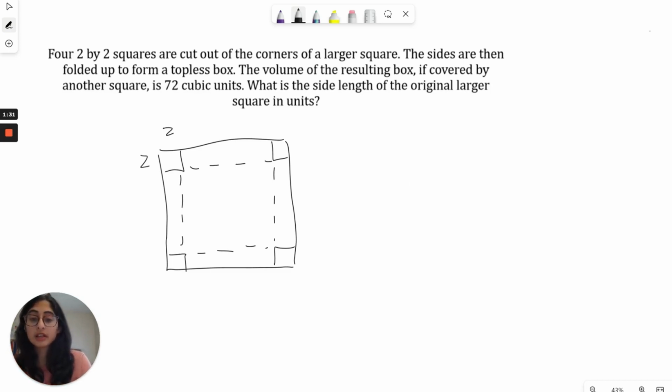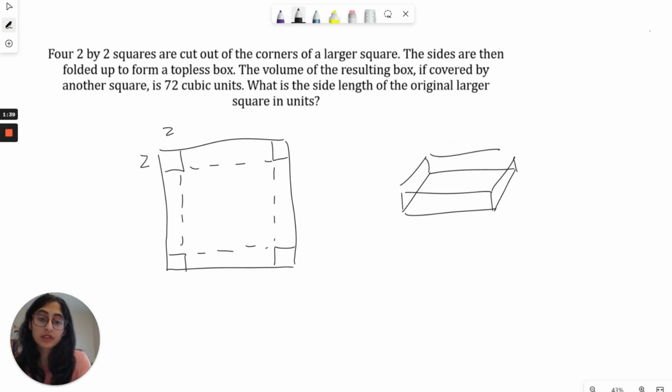So let's pretend we have folded our flaps up in this box. Let's draw what that would look like. It would look something like this. And since we cut out 2x2 squares to make those flaps, we know the height of this is going to be 2. And so if we know the volume is 72, and the volume of any rectangular prism or box is length times width times height, and that's equal to 72.